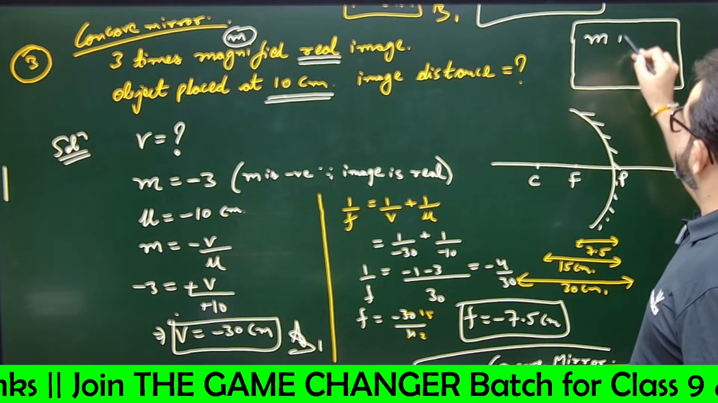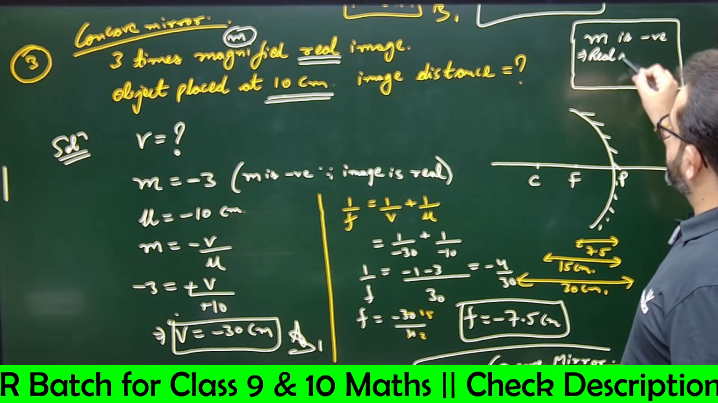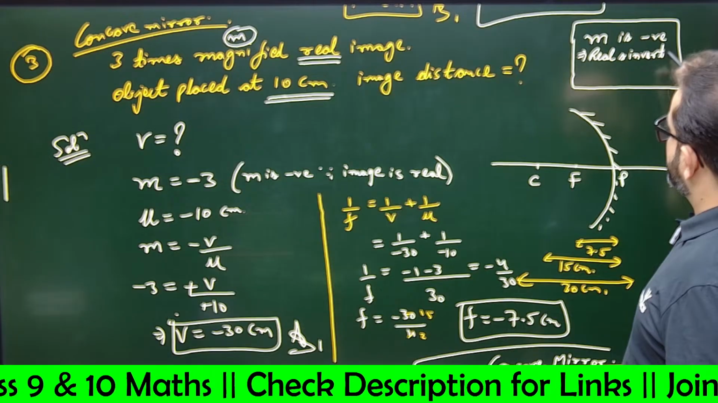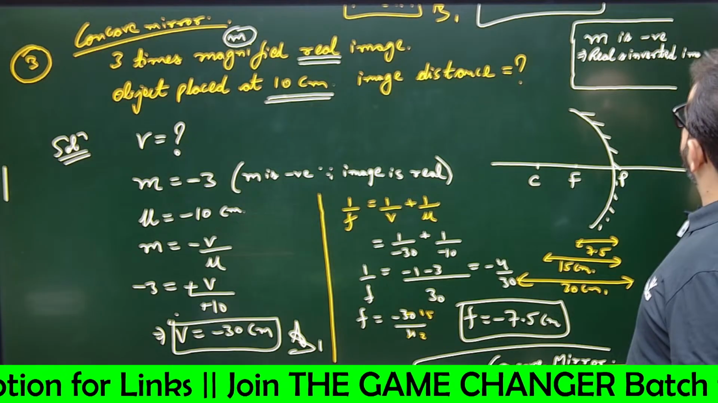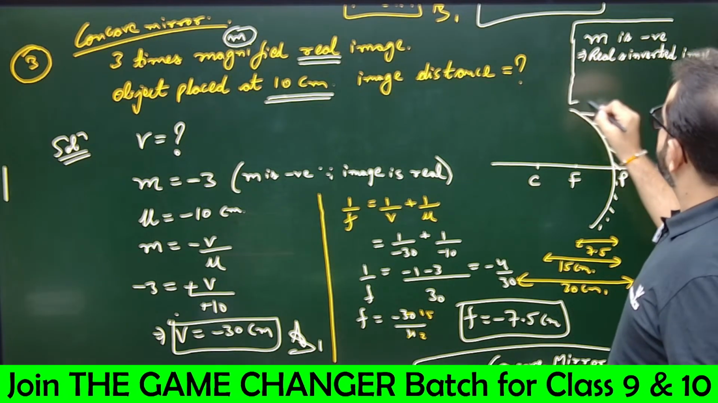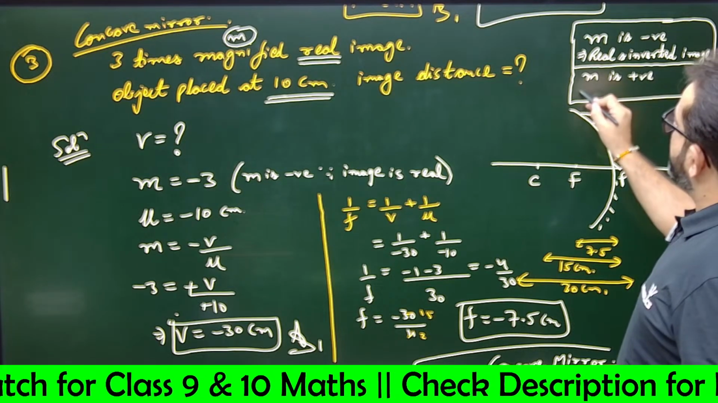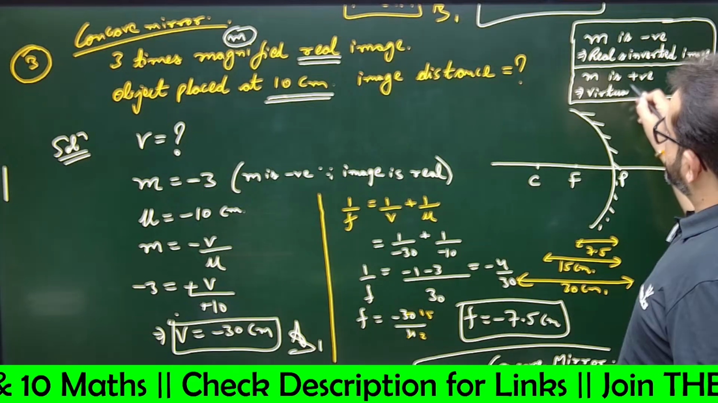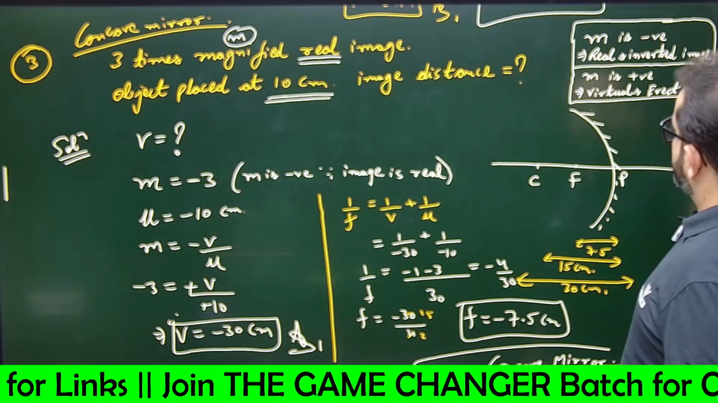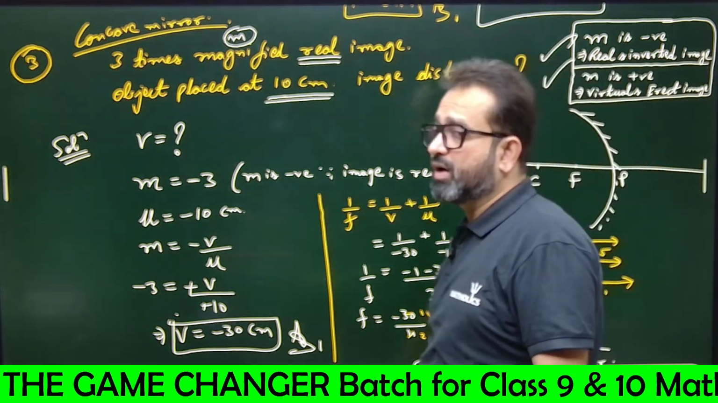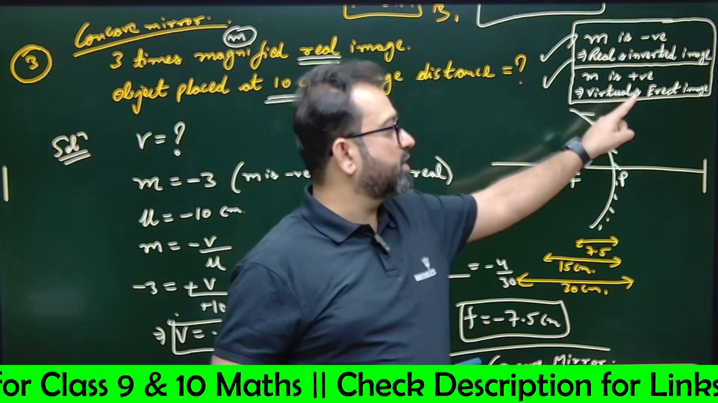If magnification is negative, it implies a real and inverted image. Another rule: if magnification is positive, it implies a virtual and erect image. Write down in a box. These two rules you must remember by heart. If magnification is negative, real and inverted image. If magnification is positive, virtual and erect image.